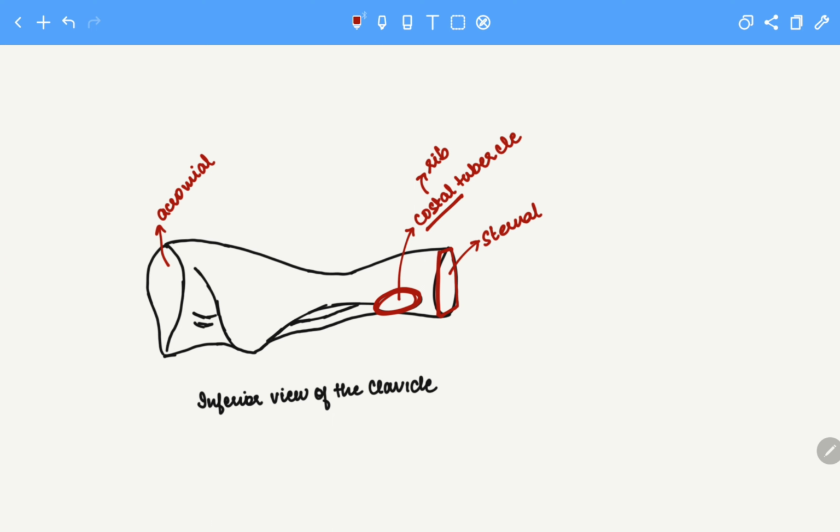Now next we go to look at this surface, this right here. This surface is the subclavian groove and this is where the subclavius muscle attaches. So this is the subclavian groove. Now this pointed structure right here is the conoid tubercle.